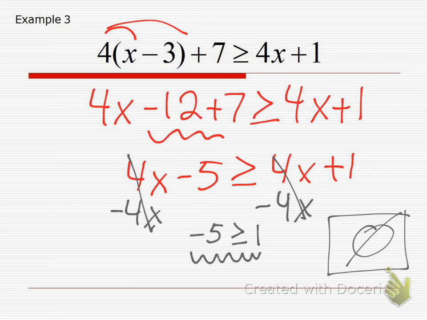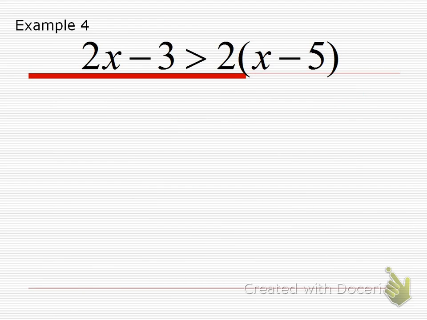If the direction said to graph, you would simply draw a number line with nothing shaded in, because no part of that number line will make this equation true. What are your questions? For number 4, where would I start? Distribute. Good. Similar to the last couple.